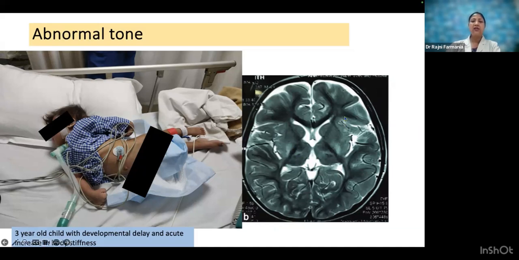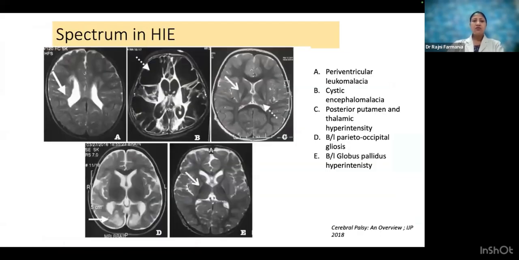And mind it, clinically, I see so many cases wherein history fits in, but the MRI was reported normal. So that means these subtle findings are sometimes missed even by some radiologists who are not trained to see putamen and thalamus in a child who has hypoxia. So this is a whole spectrum of hypoxic ischemic encephalopathy.